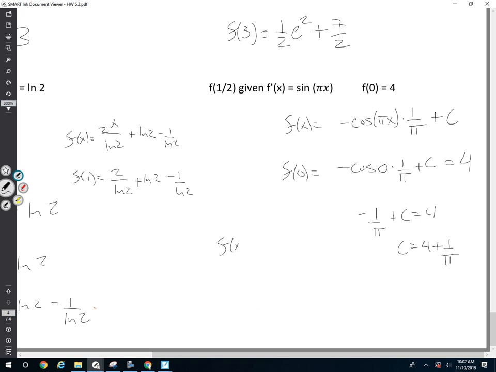So f of x is equal to, works out fine, negative 1 over pi cos pi x plus 4 plus 1 over pi. F of 1/2 will equal negative 1 over pi cosine pi over 2 plus 4 plus 1 over pi. That's 0, so this is 4 plus 1 over pi.